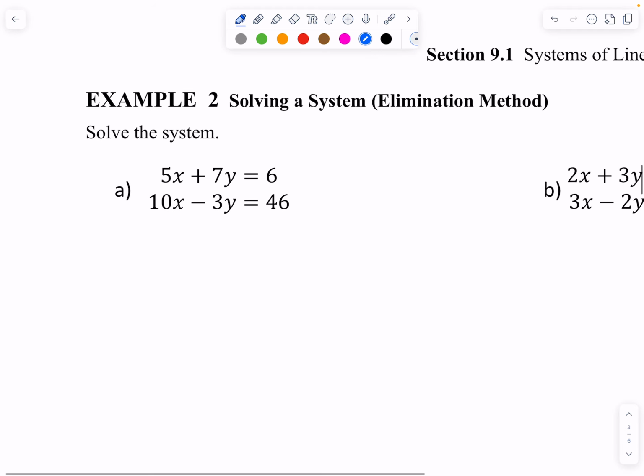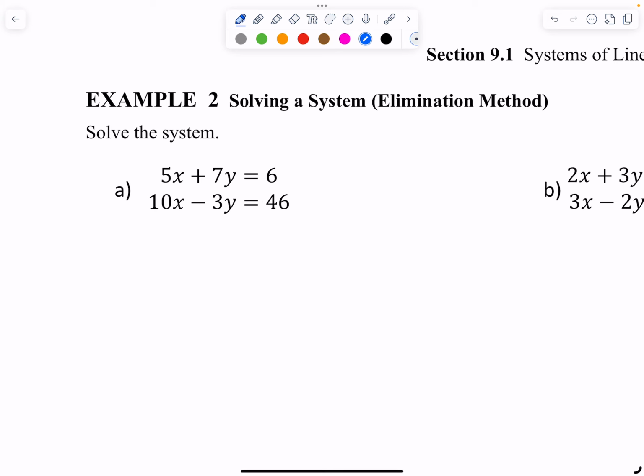Notice these are already in standard form. I have an x column, I've got a y column, got my equal mark, and I got my number. So I want to do it so that my x's are on top of each other, my y's are on top of each other, my constants are on top of each other. So I want to cancel something out. Okay, I want to think.